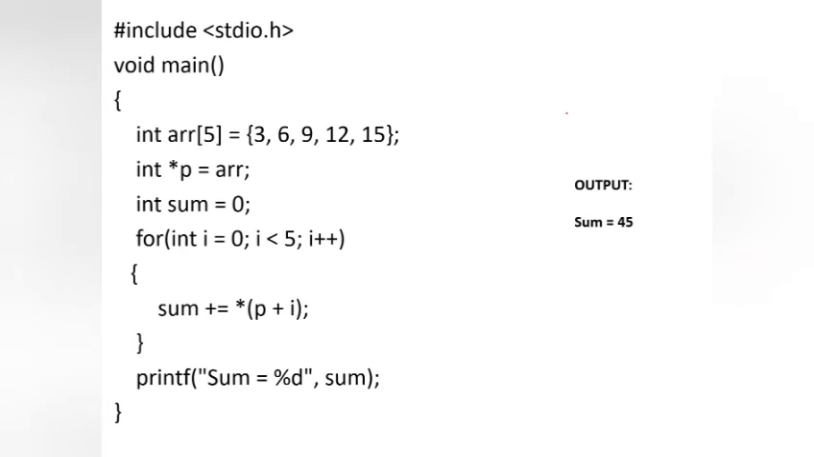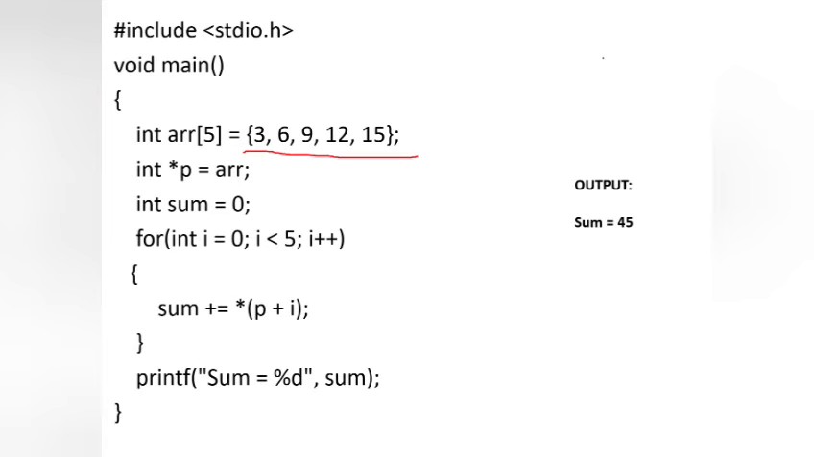So next we will see one more program. It is the addition of all the elements in an array. So we are having an array. The array name is ARR. We are having the content 3, 6, 9, 12, 15. Totally 5 elements. Now we are having a pointer *p and we are assigning the array. The pointer will refer to the array.